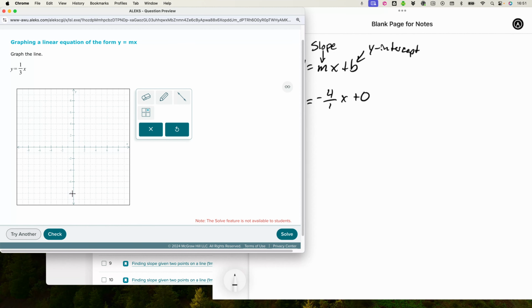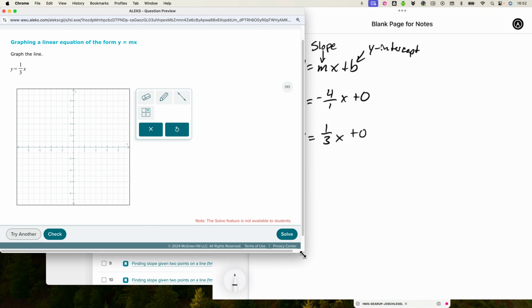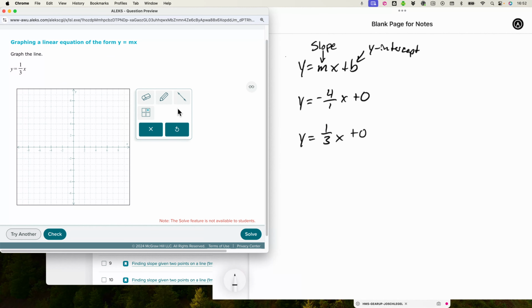Let's take a look at another. We have y equals 1/3 x. And as with the last one, you can see that there is nothing being added to the end. You can consider that a plus 0. So this graph would begin at the origin 0, 0 on the graph. So beginning at 0, 0, and that slope is positive, and it says up 1 and to the right 3.